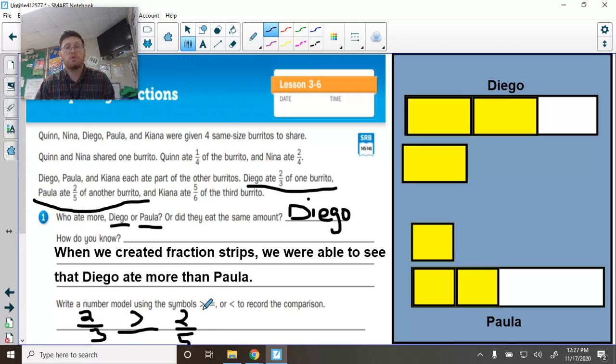Now, we could actually use one of the methods that we learned about earlier about the same numerators. Remember, if you have the same numerator and different denominators, the smaller of the denominators is your larger fraction. So 2/3 would be larger than 2/5. Hopefully that helps. If you guys need any more assistance, just let us know.